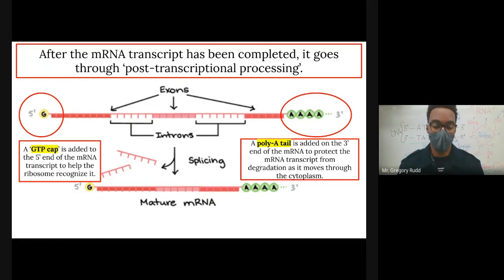So this is really, I hesitate to use the word ingenious, but this is really a clever process that protects the cell. Protects the transcript, the mRNA transcript.